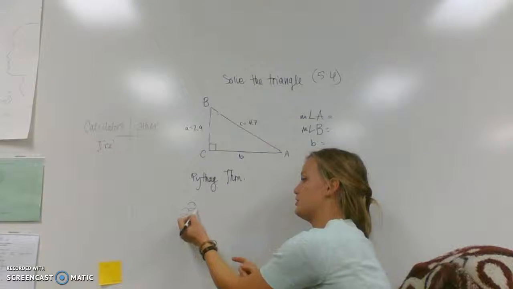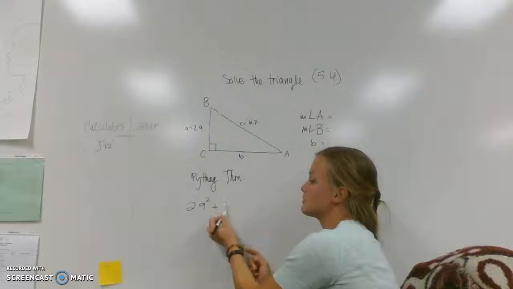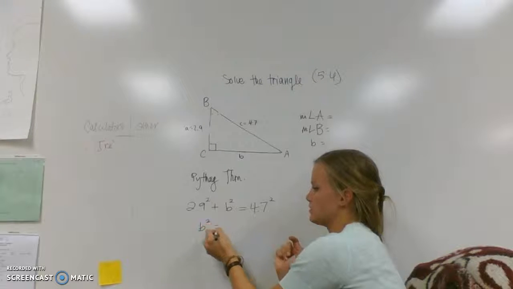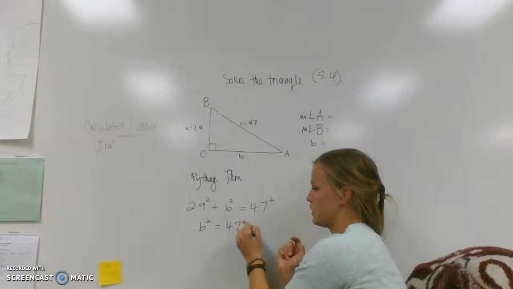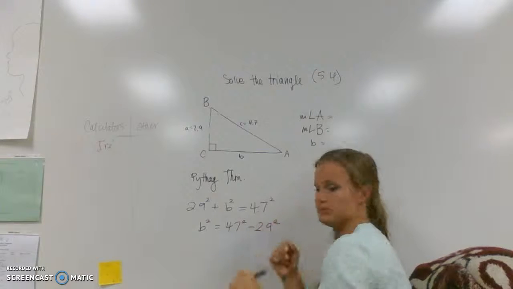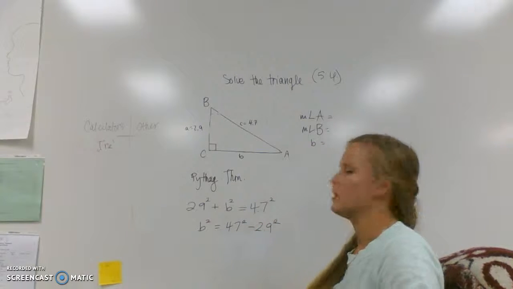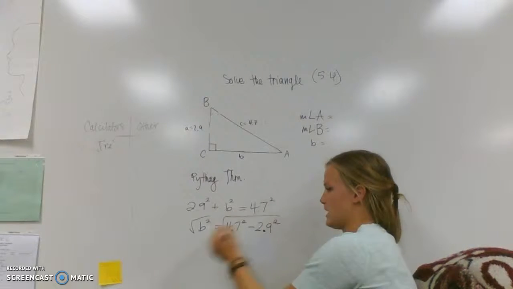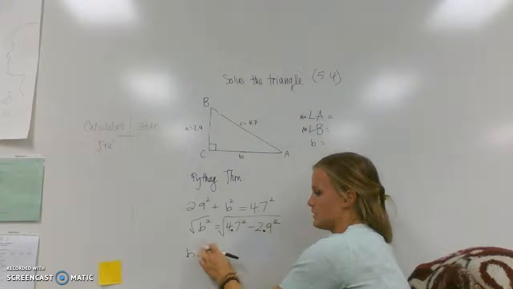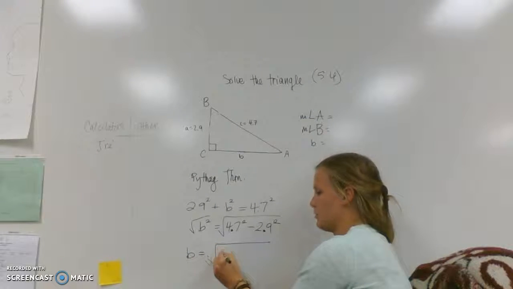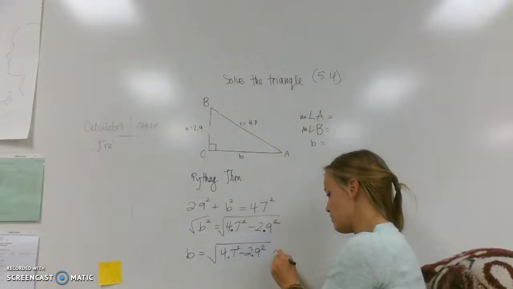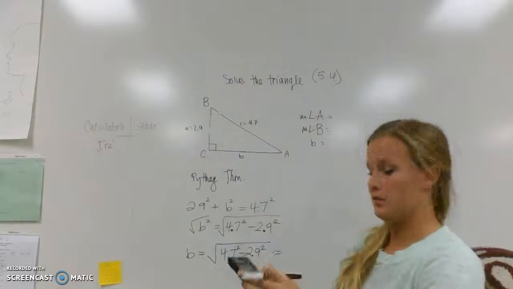Pythagorean theorem is going to have me doing 2.9 squared plus b squared equals 4.7 squared. So b squared is equal to 4.7 squared minus 2.9 squared. Now square root both sides. b, sorry, is equal to the square root of 4.7 squared minus 2.9 squared. Now I'm going to go to the calculator and figure out what that is.